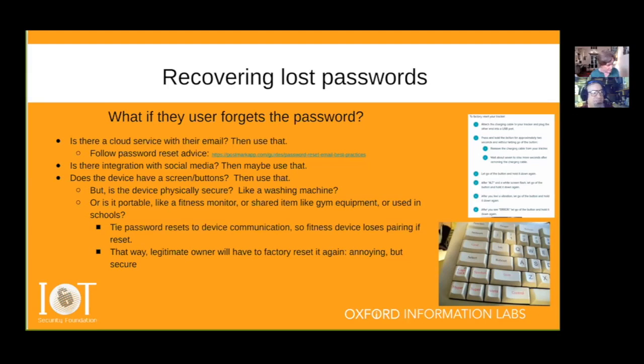Does it have a screen or buttons? Then you should use that, okay? Is the device physically secure, like my washing machine? If I lose pairing, I assume I go back and I push that button and I hold it down and it resets.